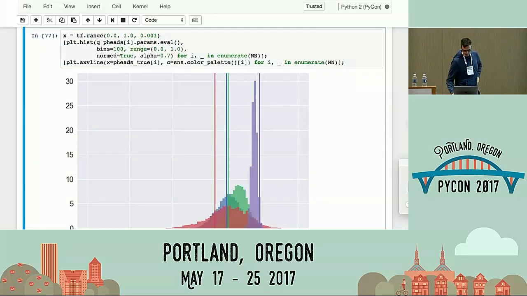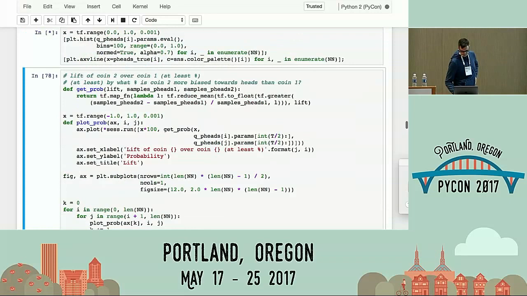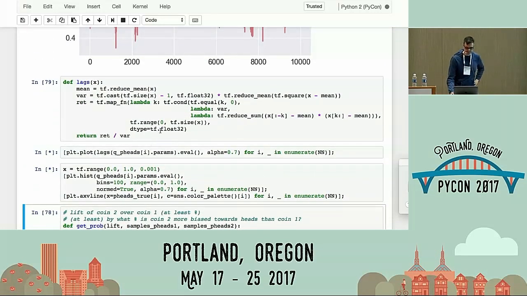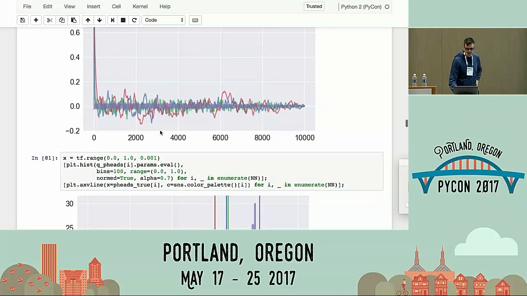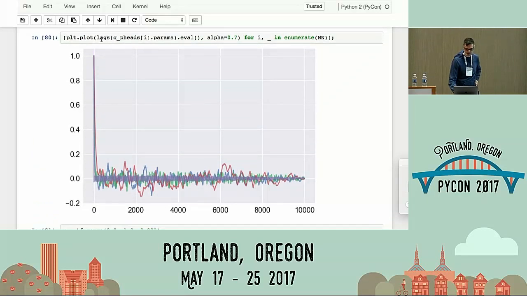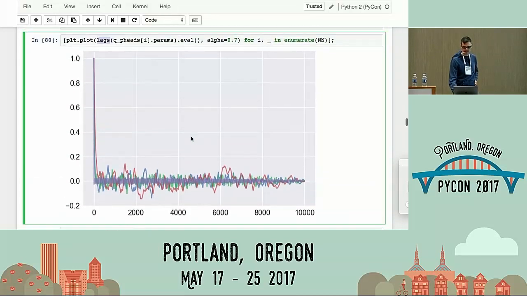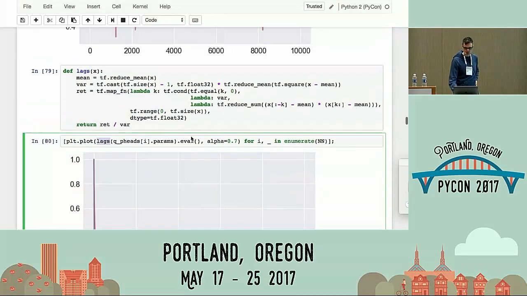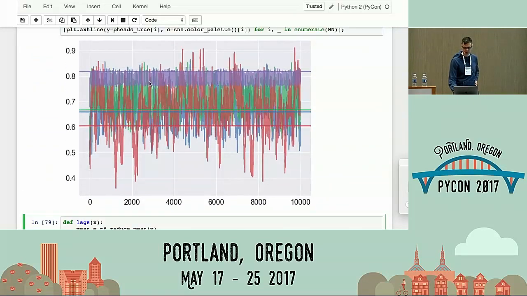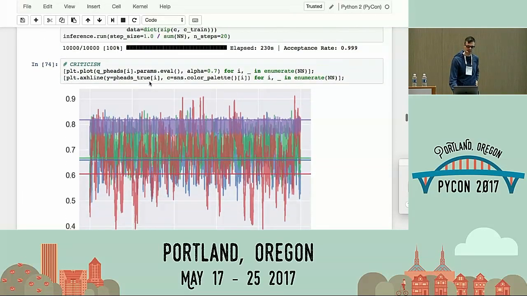So if you look at the lag, I already executed this. Let's do this again quickly. So the lag here, this quality measure for these traces, shows you that the trace of the purple coin is the best one. The red one is actually quite bad. And the other ones are also not too good. This has to do with the fact that I chose values here for HMC that are good for the purple coin, but not really that good for the other coins.